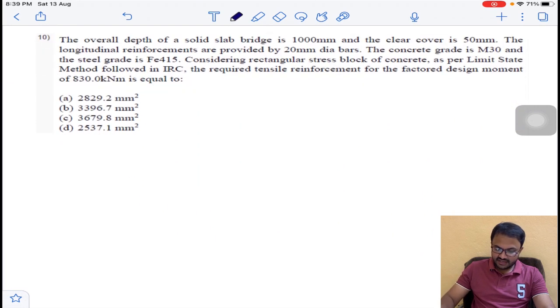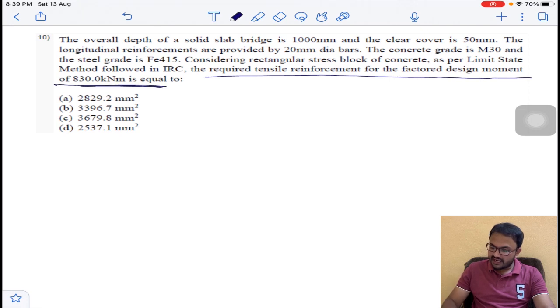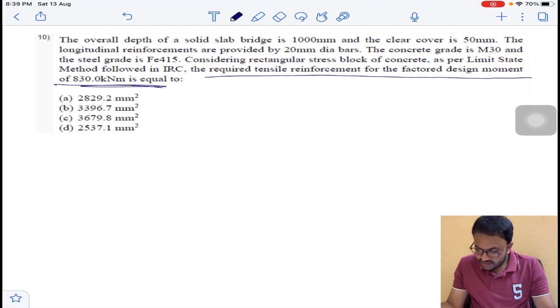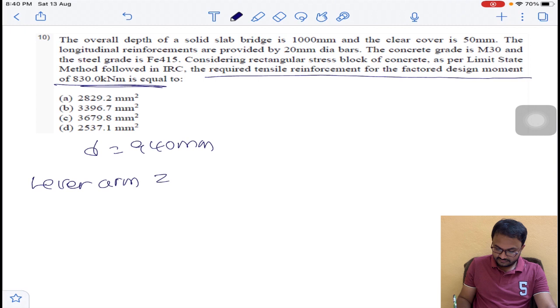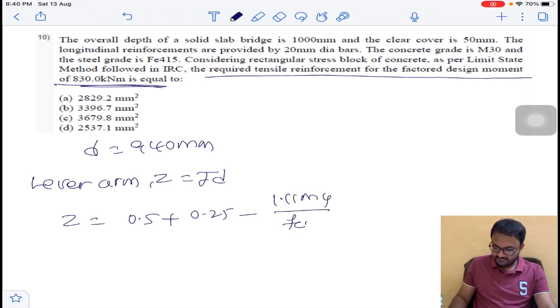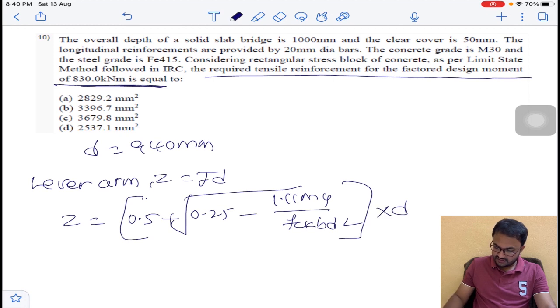So last question for the assignment. In this, the required tensile reinforcement for factored design moment is equal to 850 kilonewton meter. We need to calculate overall depth. So you can see here, AST required, we need to calculate. So effective depth 940 as already calculated, and for lever arm you have a separate formula. Lever arm Z is equal to JD. So that Z is equal to D into 0.5 plus the square root of 0.25 minus 1.11 Mu divided by fck b d square. These are very long derivations. These are all not required in your exam. So just focus on the concept.